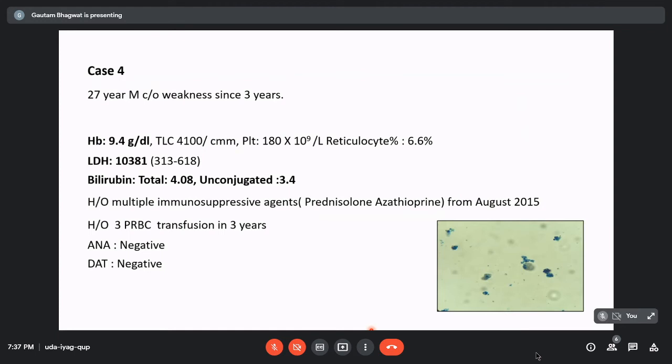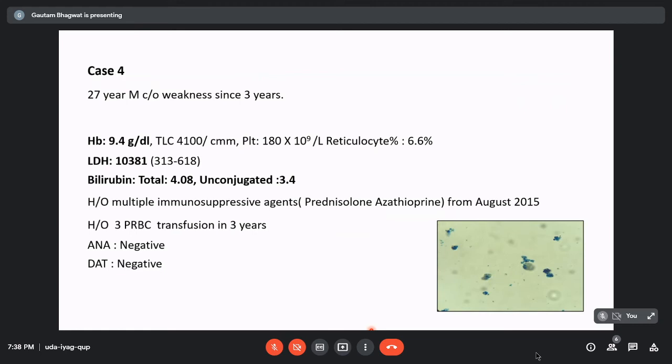I will try to explain this again with a case. This is a case of a 27 year old male who comes with complaints of weakness since 3 years. His hemoglobin was 9.4, TLC 4100, platelet 118, reticulocyte 6.6. LDH was very high, bilirubin 4.08 with almost all unconjugated. He was receiving some immunosuppressive therapy since August 2015, and also had red blood cell transfusion in 3 years.